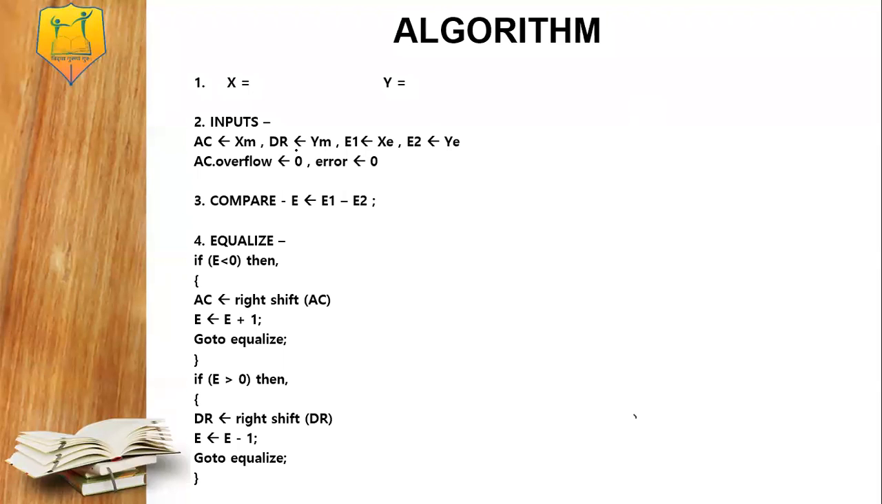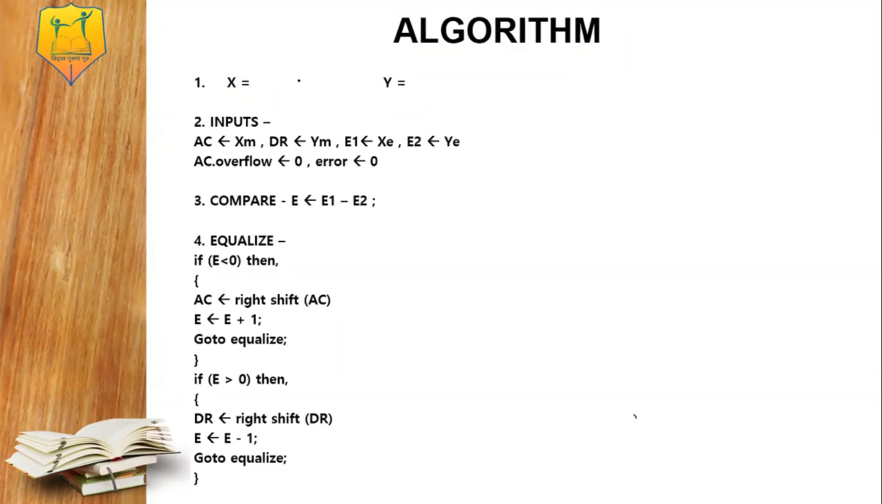Understood? Okay. Now, roughly what does the algorithm say? Compare the exponents. If the exponents are equal, then add the mantissas directly. But if they are not equal, then obviously shift the mantissa. Again, shift the mantissa until the exponents are equal. Once they are equal, then stop shifting. Add the mantissas, and that would be your final answer. The mantissa is stored into the AC and the exponent is stored into the E.